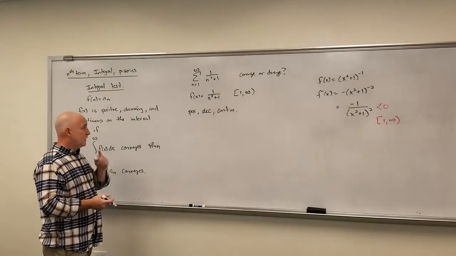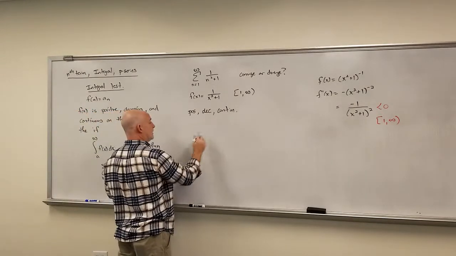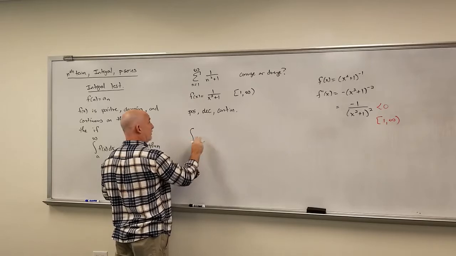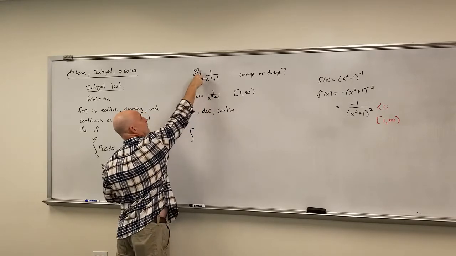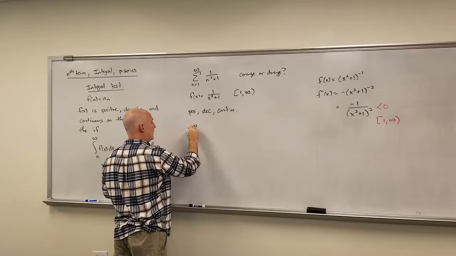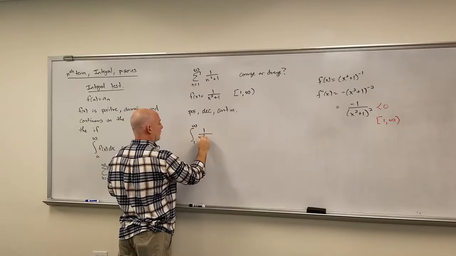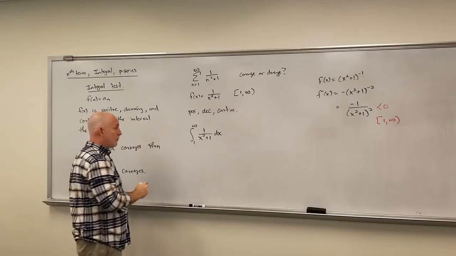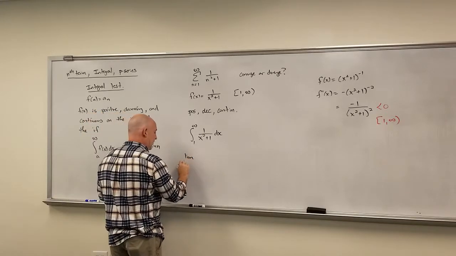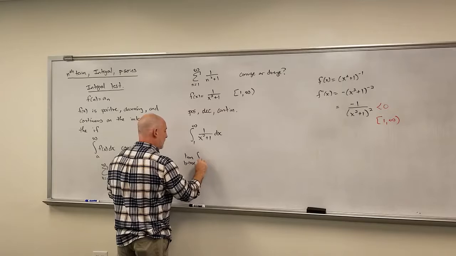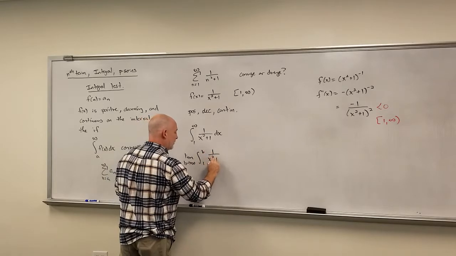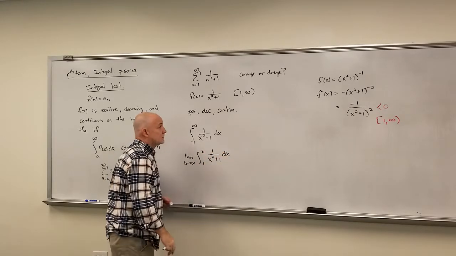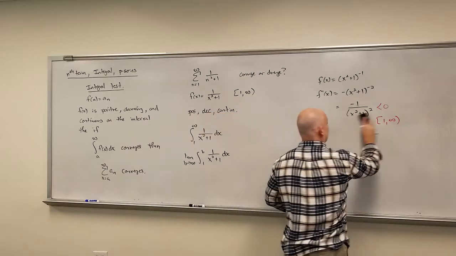So what does this mean then? Since it fits all three of these, we should be able to do the integral from 1 to infinity, since we're summing from 1 to infinity, of 1 over 1 plus x squared dx. Well, this is an improper integral, so we want to do the limit as b goes to infinity of the integral from 1 to b of 1 over x squared plus 1 dx. Let me get our side work out of here.